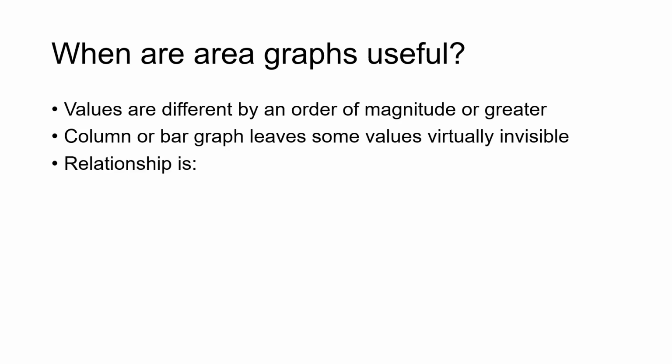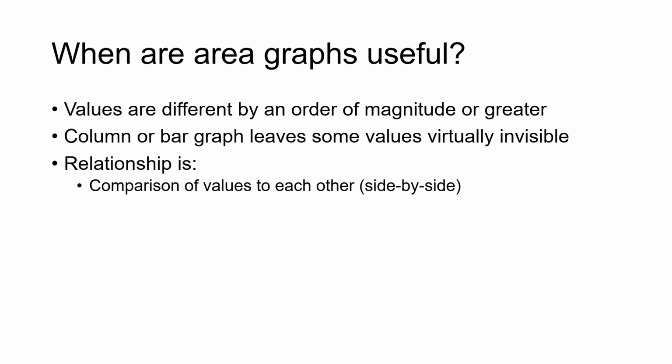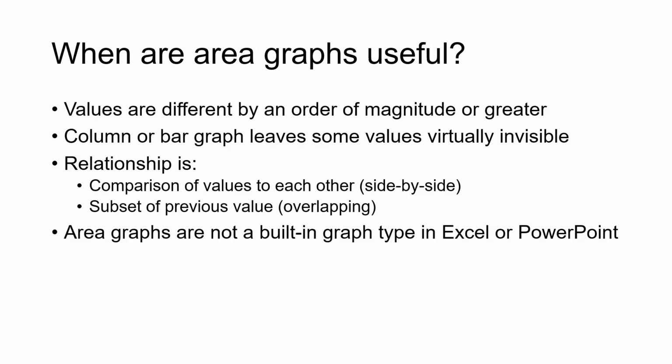So there are two relationships that you may run into when you need to use area graphs. The first is that you're comparing values to each other. In this case, the arrangement I suggest is side by side because the values are not subsets of each other. They're simply being compared to each other. The second type of relationship is when the value is a subset of the previous value. In this case, an overlapping arrangement is usually better because it indicates how much smaller one value is compared to the previous value.